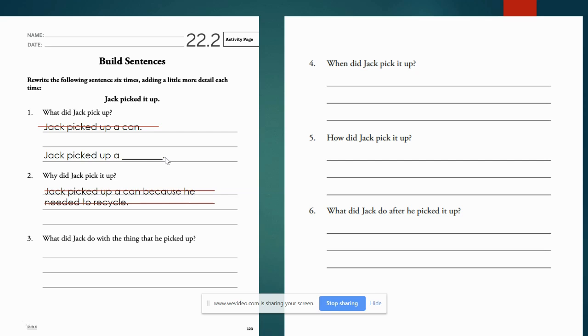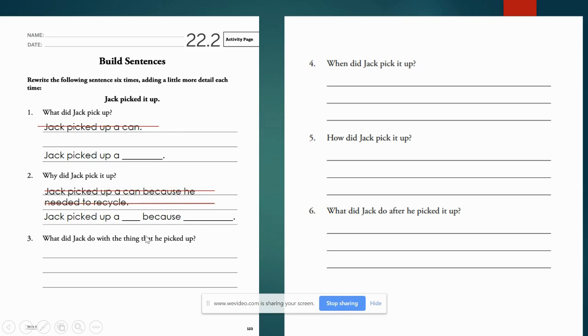Moving on to number 2, why did Jack pick it up? You're going to take your first sentence and add more detail to explain why Jack picked it up. Jack picked up a because could be your sentence stem. For the rest of 22.2, you are going to add in more detail to answer each question.